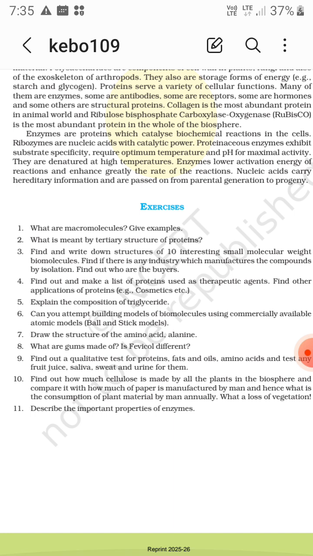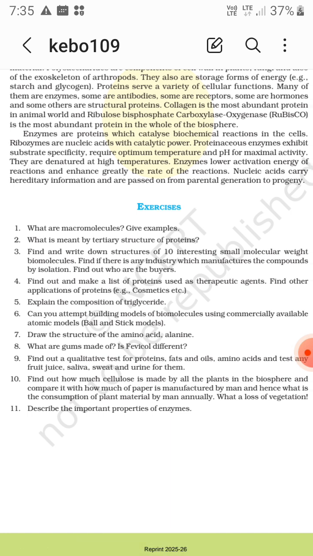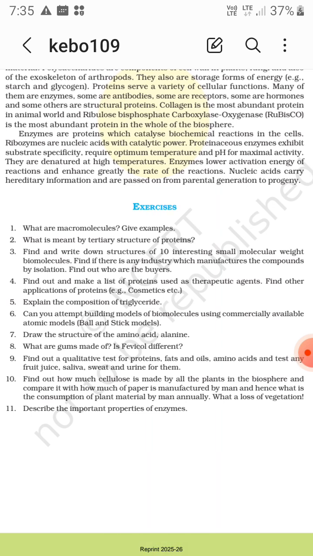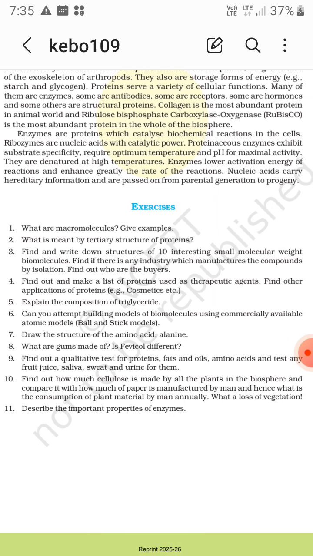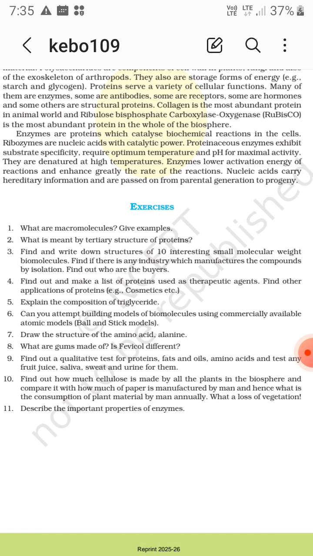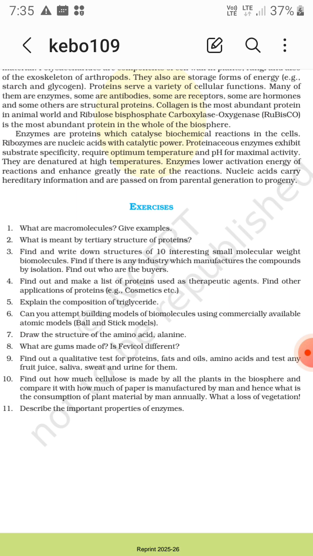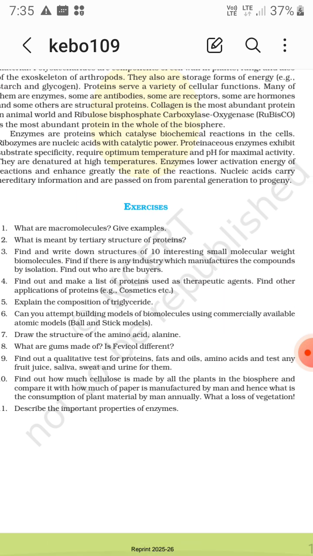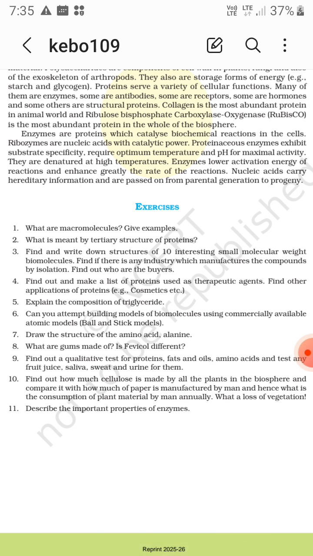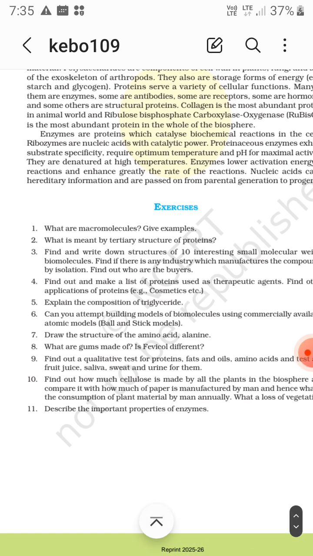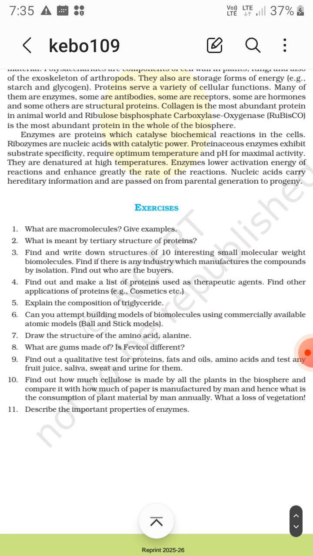Explain the composition of triglyceride. So fats and oils are glycerides in which fatty acids are esterified with glycerol. So these are the triglycerides, these are the fats and oils. Can you attempt building models of biomolecules using commercially available atomic models? Draw the structure of the amino acid alanine. Alanine, you know, CH3 is the R group.